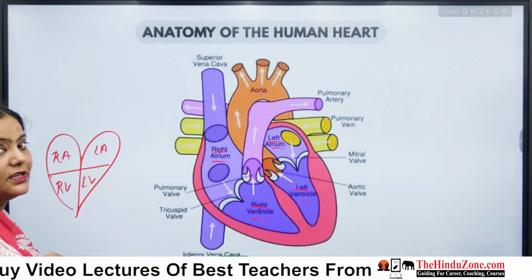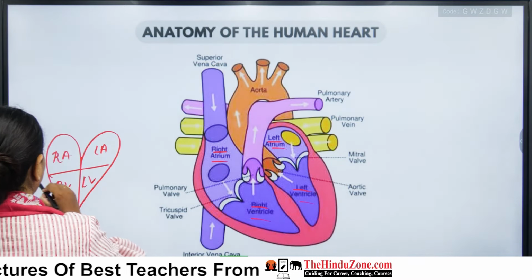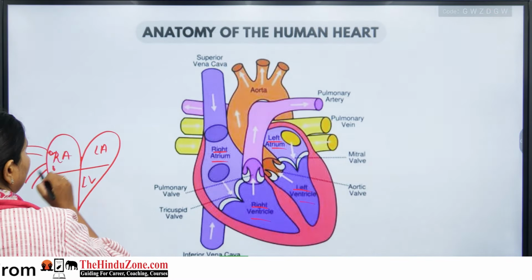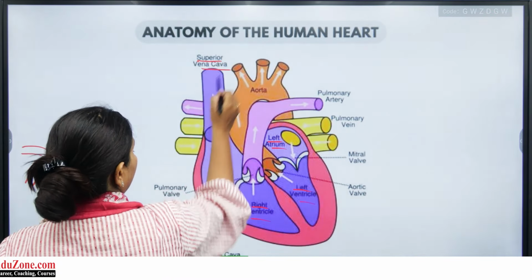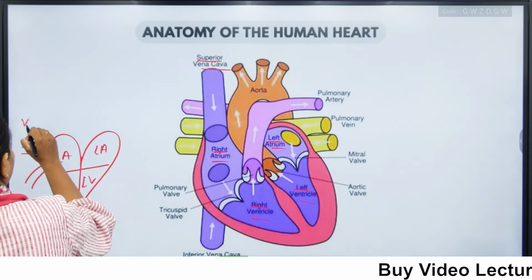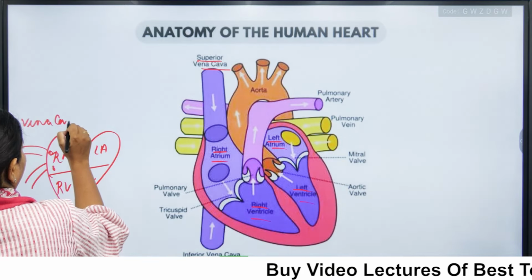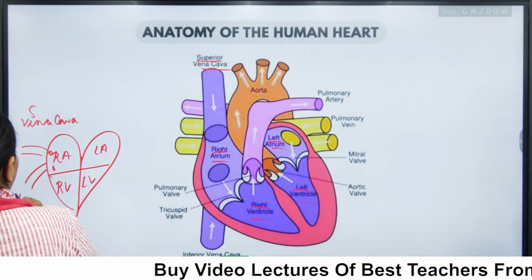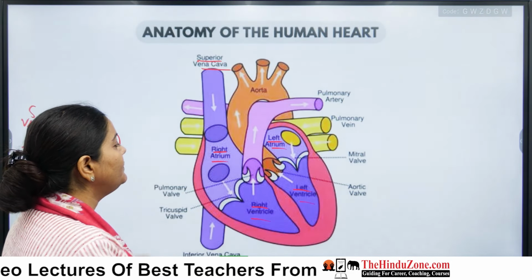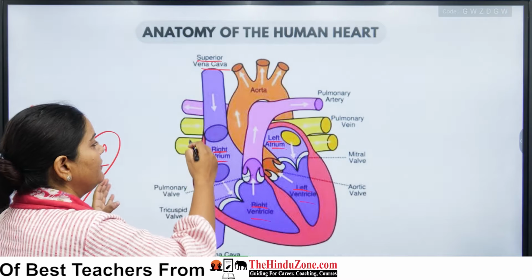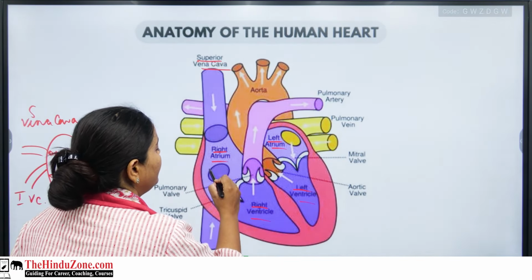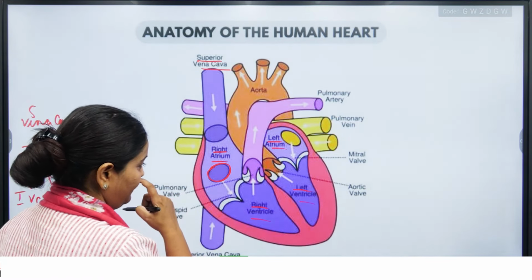Your body is giving out deoxygenated blood into this right atrium through the superior and inferior vena cava. Superior vena cava and inferior vena cava, right? And when there is a lot of blood in the superior and inferior vena cava, they are pouring this deoxygenated blood into the right atrium, right?